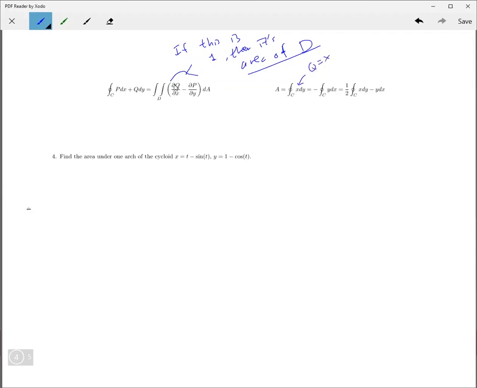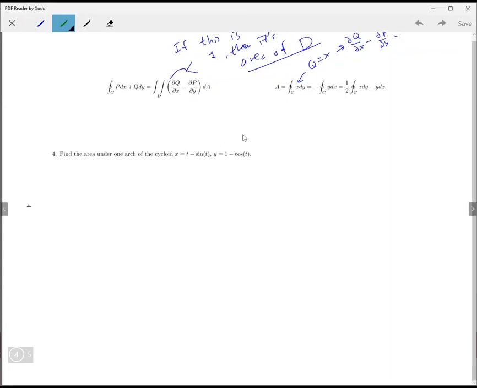And so the partial of Q with respect to X minus the partial of P with respect to Y, that's going to be 1, right? Because the partial of this with respect to X is just 1. So that's going to be 1 minus 0, so it's 1.